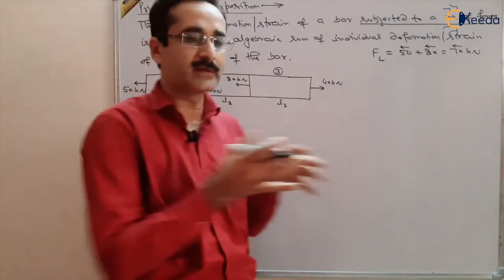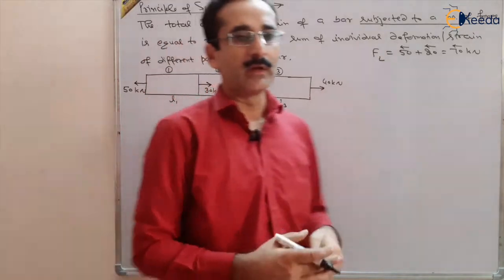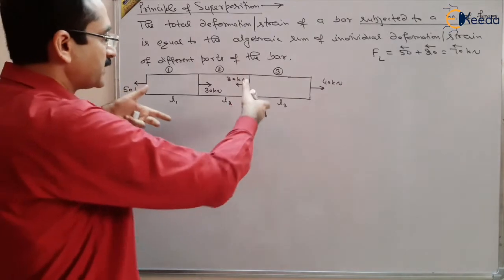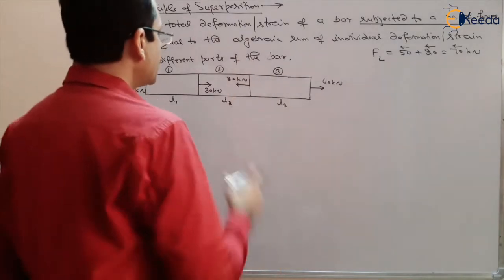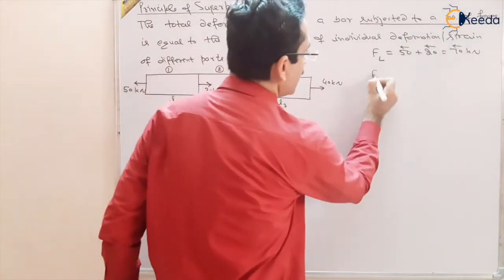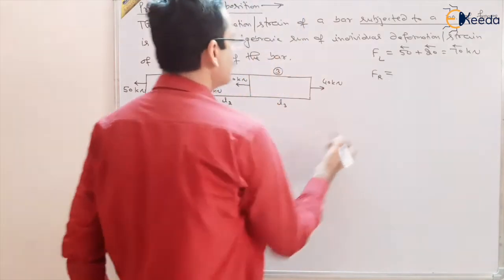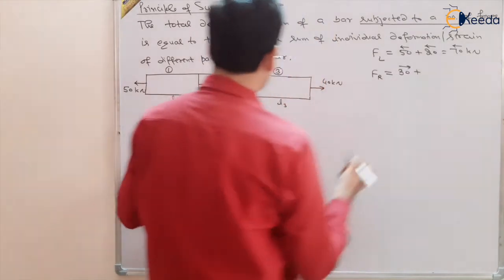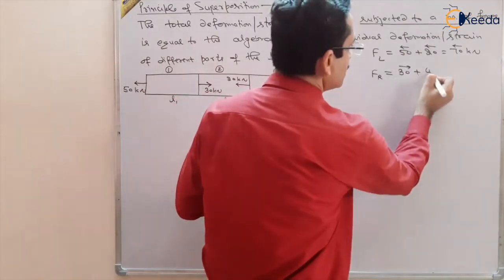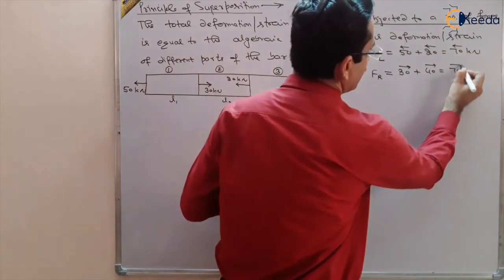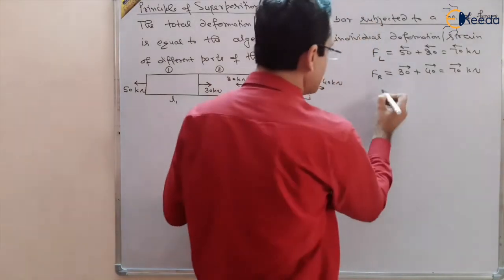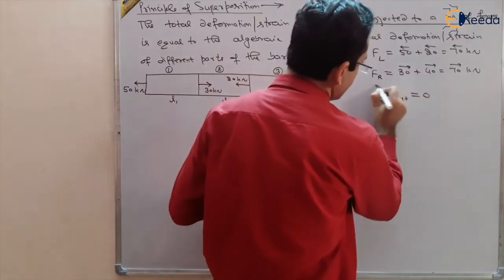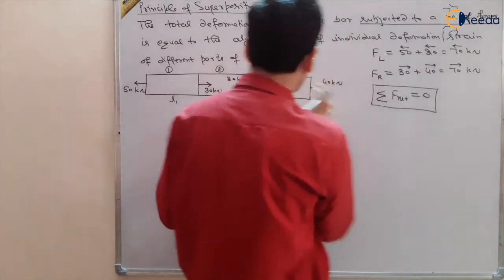Otherwise, there will be acceleration in the body and the body will start moving. And we are working with static equilibrium bodies, right? So that the deflection in the body can be found out, right? So what is the rightward force? Rightward force is equal to rightward 30 kN plus 40 kN. This is 70 kN. So it shows that the net force on this body is zero and the body is in static equilibrium.